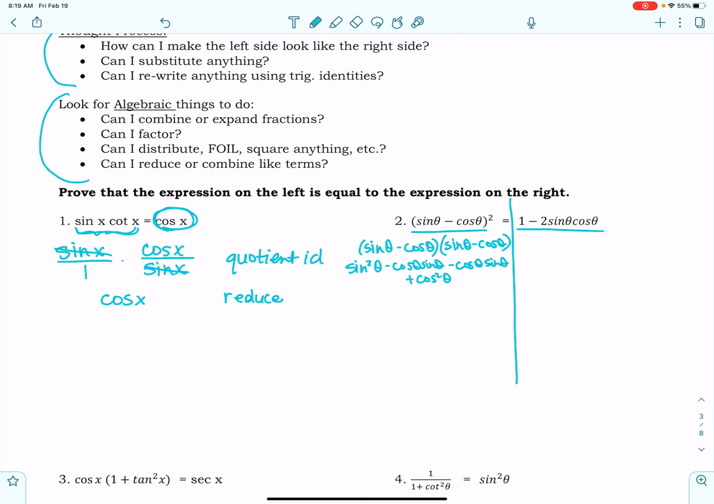So all I've done so far is FOIL that. Then I'm going to combine my like terms. I've got sine squared theta, one negative cosine theta sine theta, and another one, so that is 2 of those, and then plus cosine squared theta. All I did right there was combine like terms.